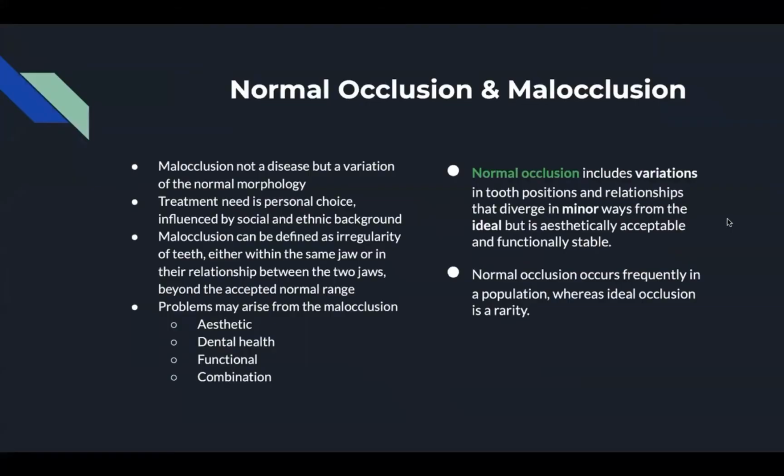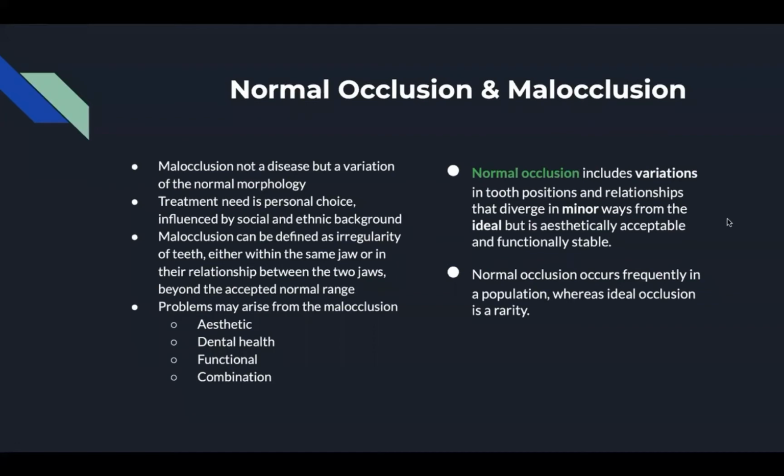What is a normal occlusion and what is a malocclusion? These are the definitions, but in essence we need to understand what a normal occlusion is. Normal occlusion is not a perfect occlusion. The perfect occlusion is the ideal occlusion, which never exists in the world, okay? Normal occlusion includes variations in tooth position and relationships. There are some minor deviations, but it is aesthetically acceptable and functionally stable.